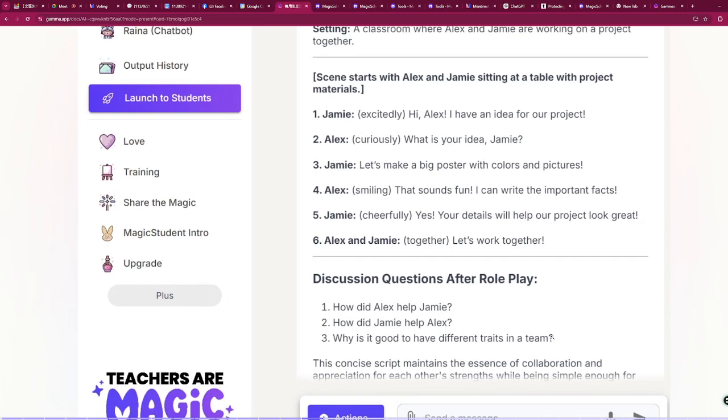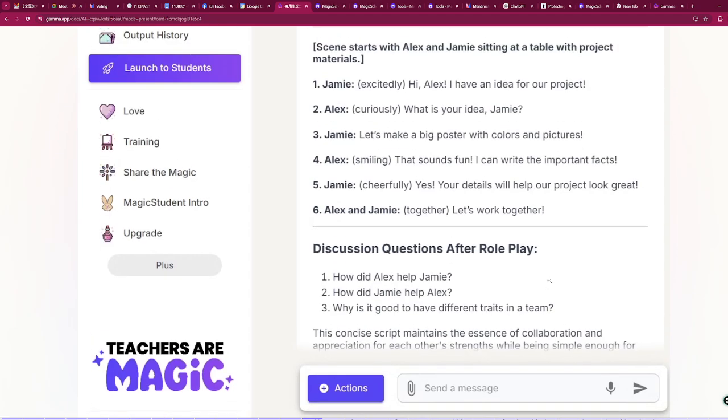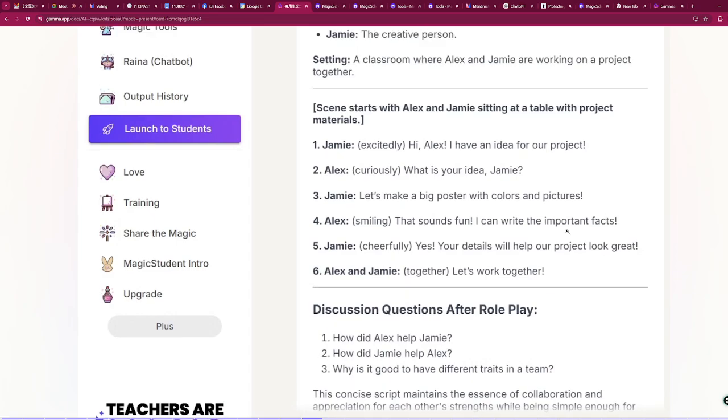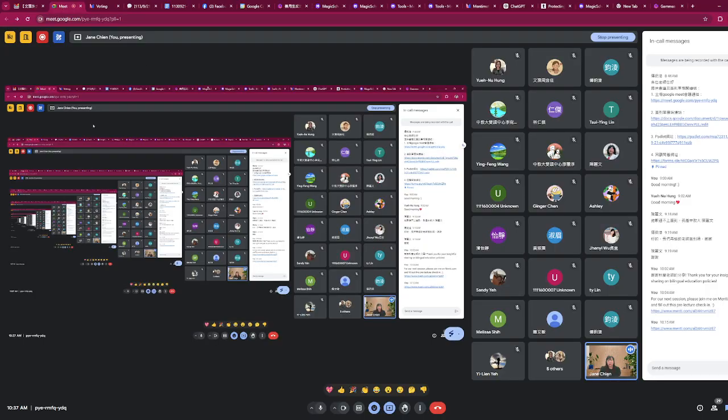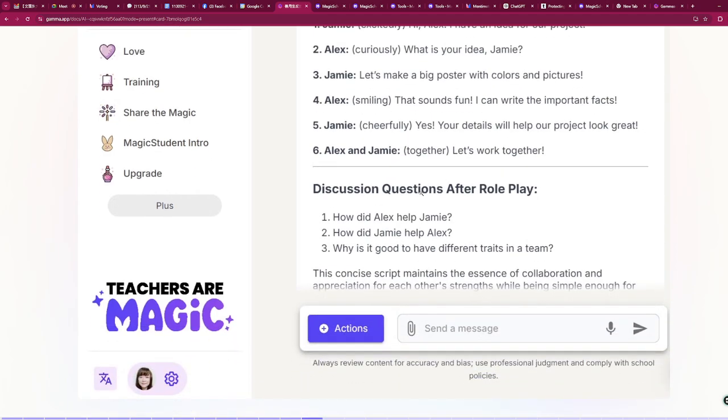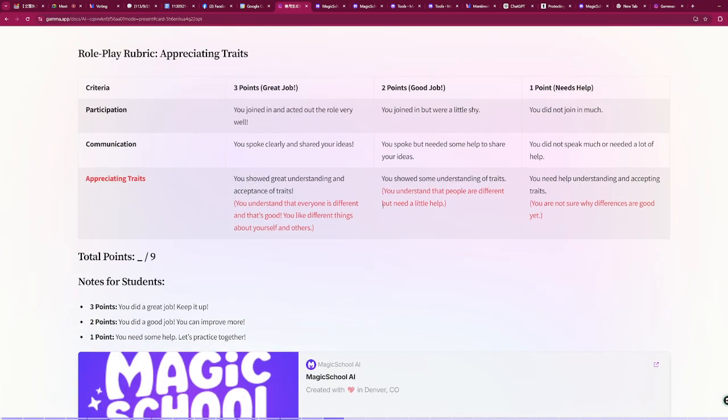So through this role play, how did Alex help Jamie and how did Jamie help Alex, and why is it good to have different traits in a team? I think this comes in really handy if we want to utilize role play. All you have to do is ask generative AI for help to come up with a role play script.